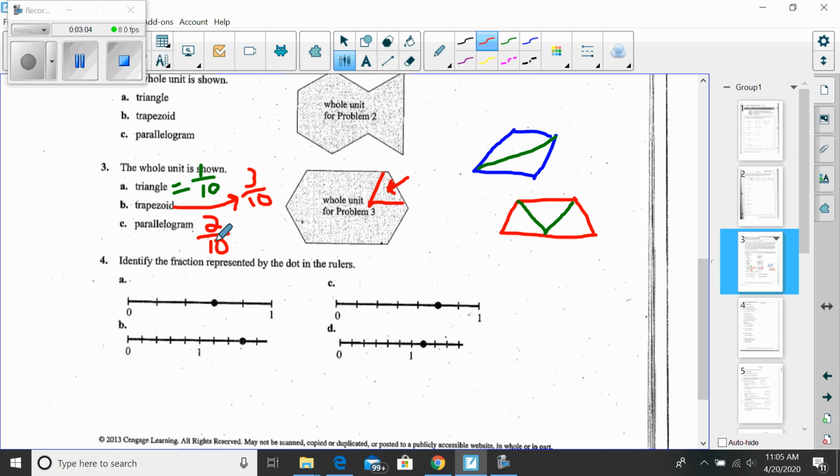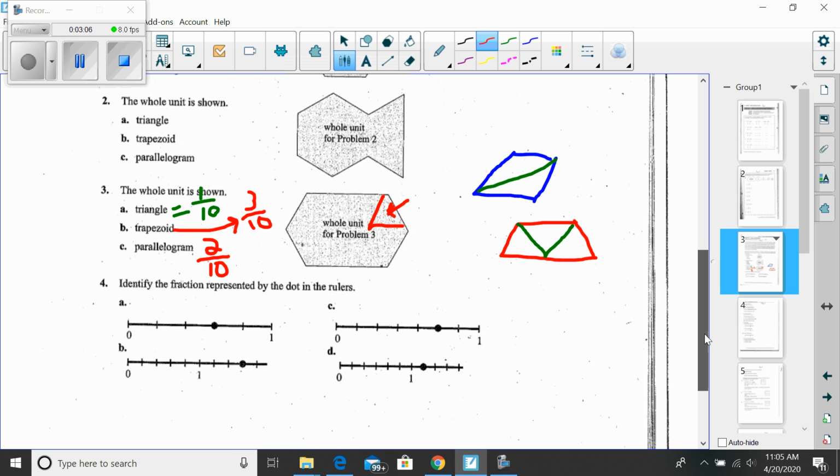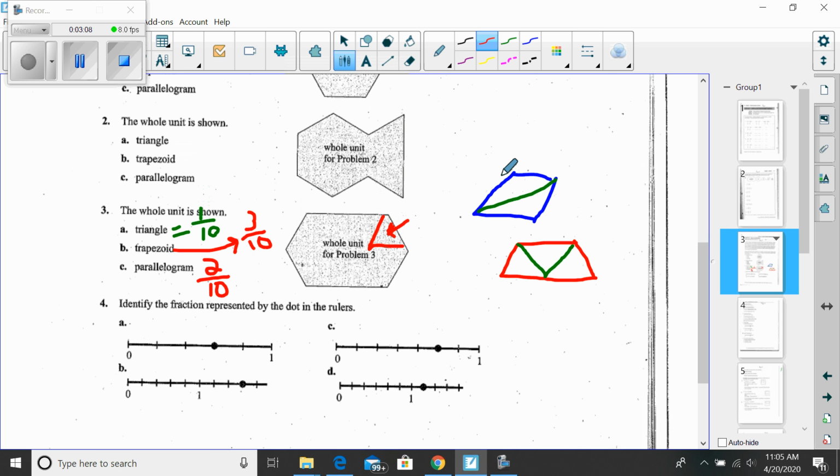So pause the video and try number 2. The answers will be provided, so I'm not going to go over every problem. I'm going to let you check your answers on the answer key, but try number 2 on your own.